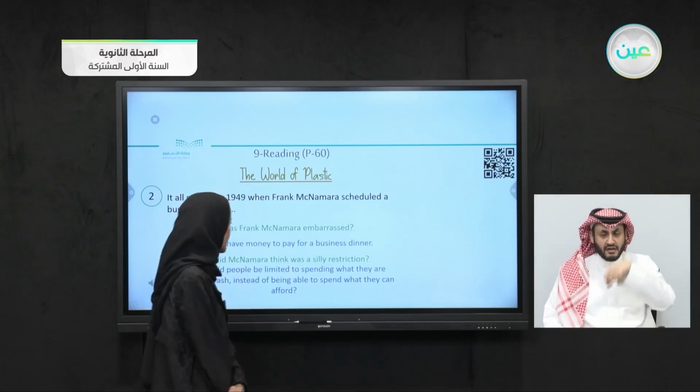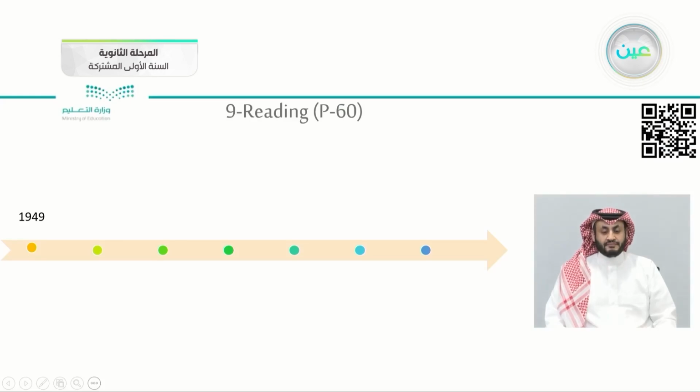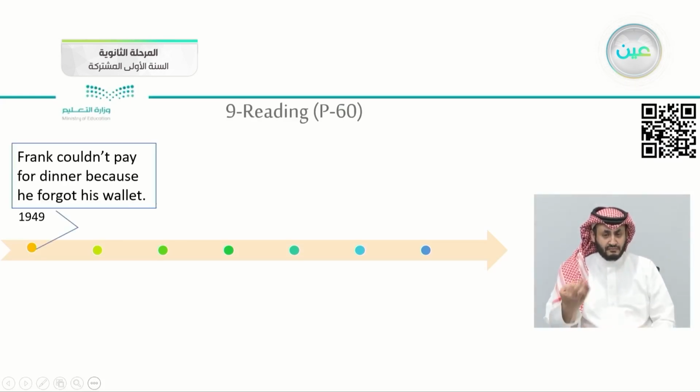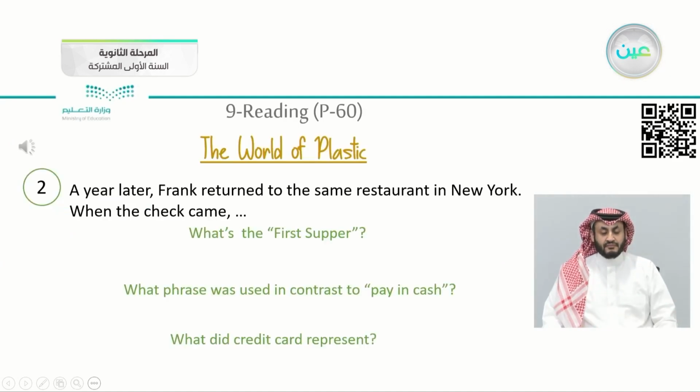Okay. So, on a timeline, what happened in 1949? In 1949, Frank McNamara couldn't pay for the dinner because he forgot his wallet. And here we started the history of credit card with an embarrassing situation. Let's continue in here.